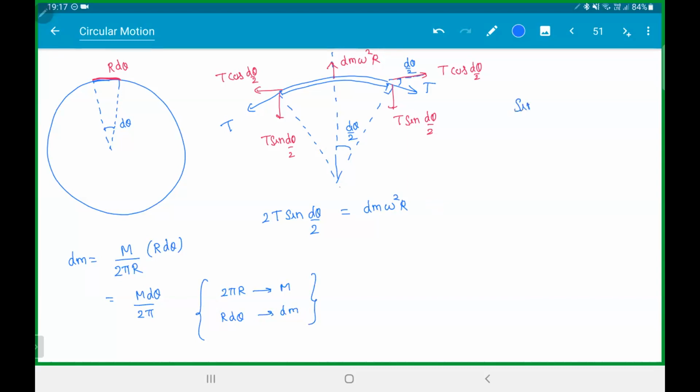Substitute here. One more approximation. For small angles, sine theta is approximately equal to theta. I hope everyone knows this. Remember, theta should be in radians.